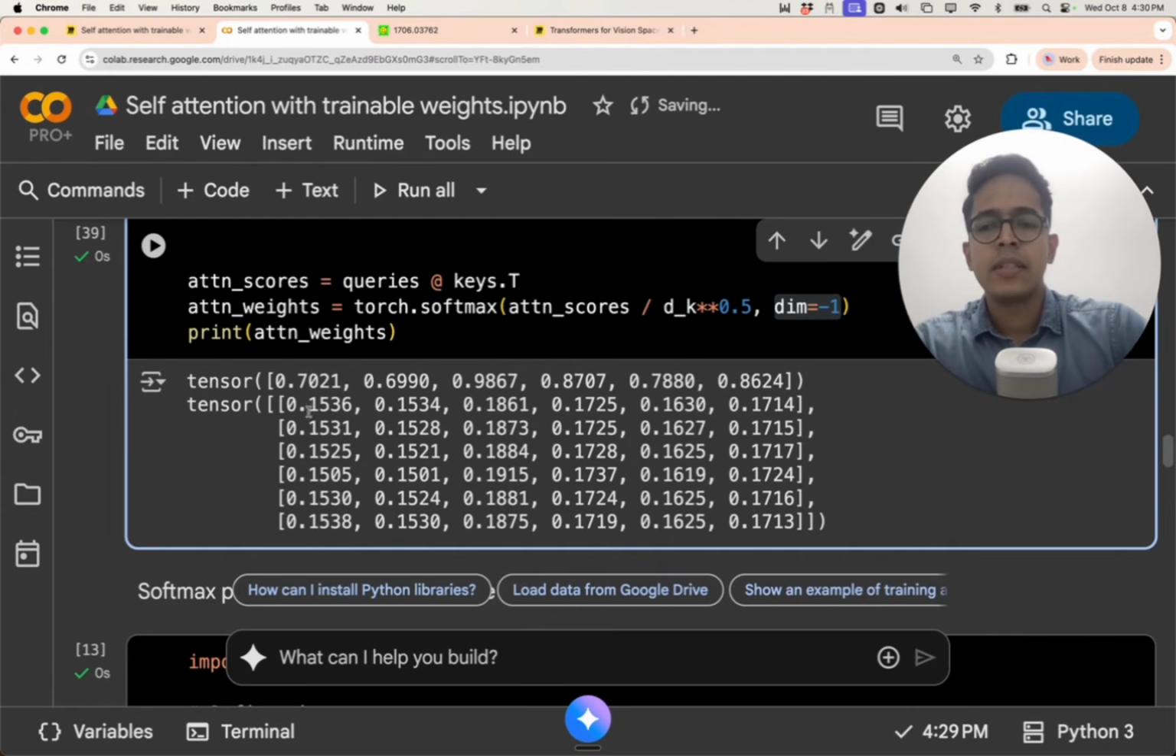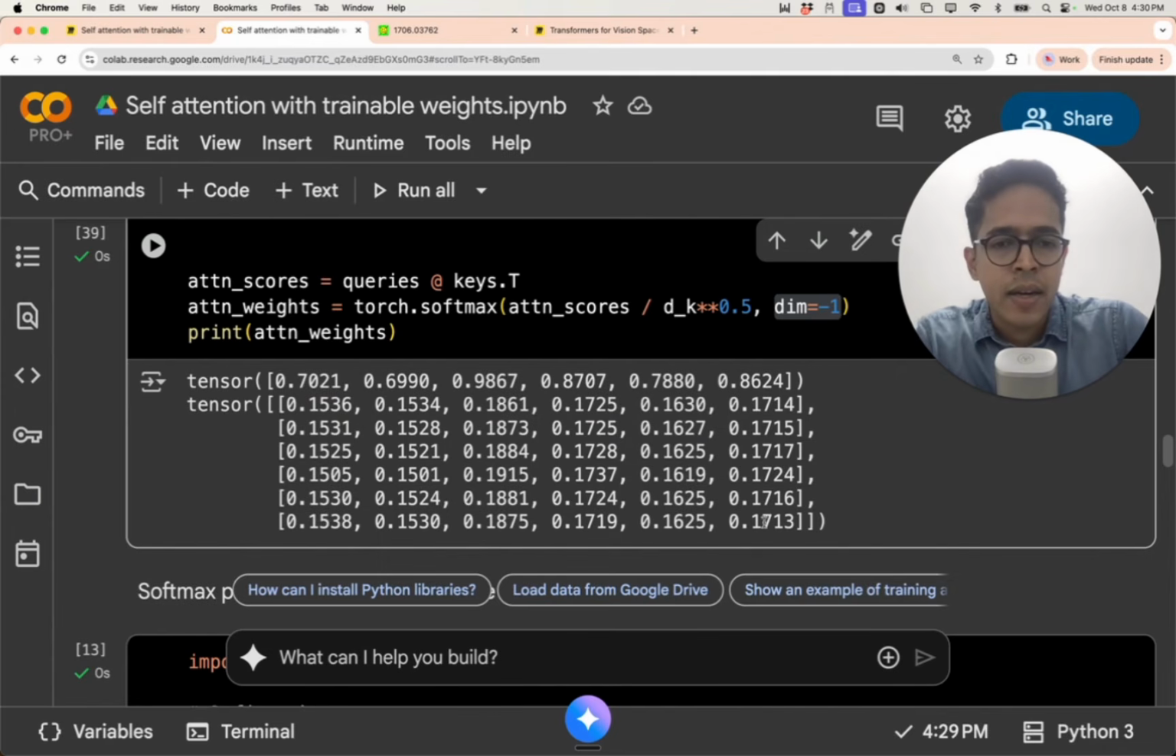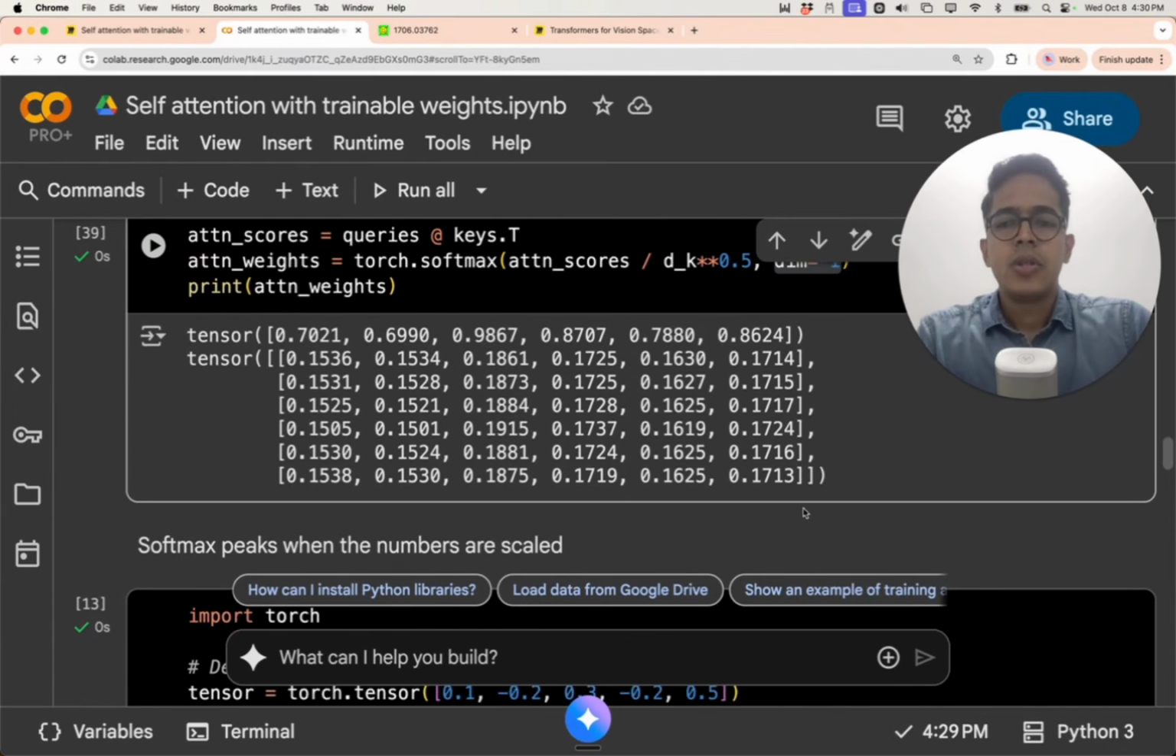So now the sum of these 6 numbers will be 1. Sum of these 6 numbers will be 1. However, the sum of the first column will not be 1. That you can try yourself. You can pick anyone. See this, 0.17. These are all 0.17. 17 multiplied by 6 is what? 17 times 2 is 34, 51. This is definitely greater than 100. So these are the attention weights.